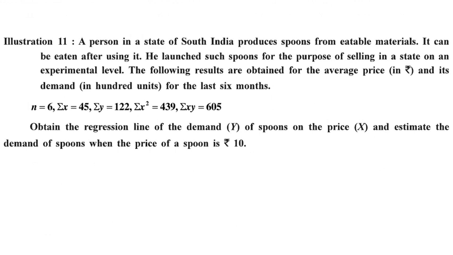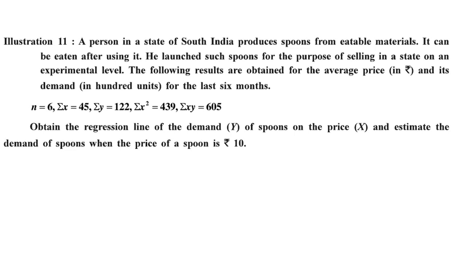Moving on to the next illustration, illustration 11. A person in South India produces spoons from edible materials and it can be eaten after using it. Okay, strange. We need this technology. He launched some spoons for the purpose of selling, and then he did some statistical analysis and he got the average price and the demand in 100 units for 6 months, and the data is given as N is 6, summation x 45, summation y 122, summation x square 439, summation xy 605.